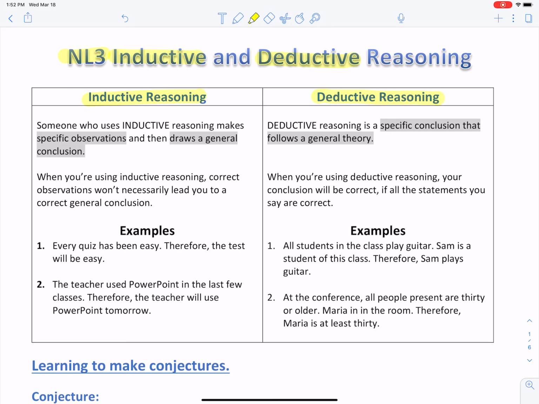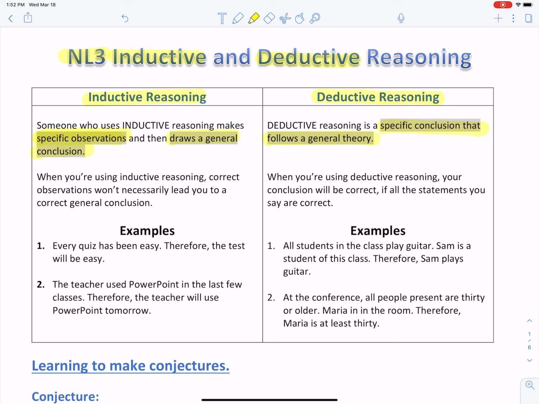What happens is you use specific observations, like you're looking at observations, and then you try to make a conclusion based on what you're looking at. With deductive reasoning, you make a conclusion that is coming from some theory that you're observing.